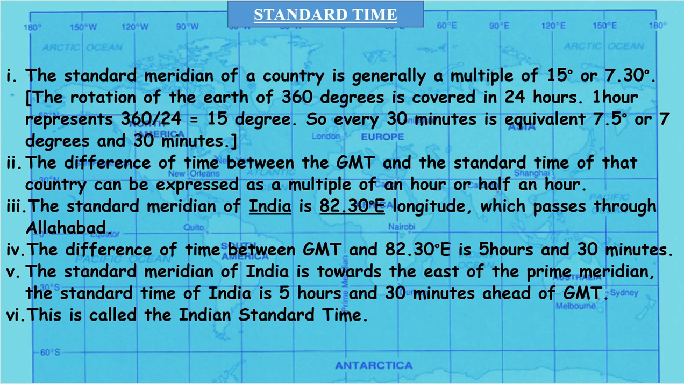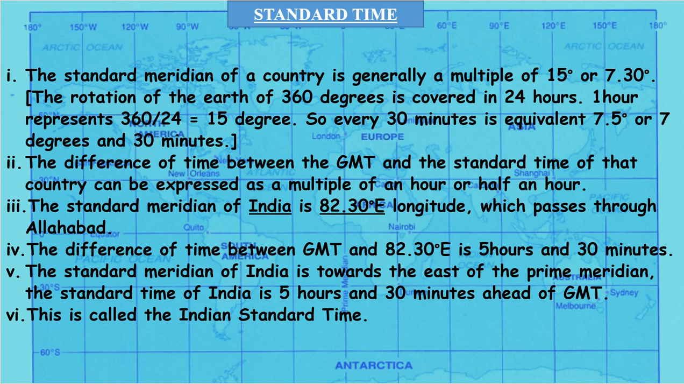The difference of time between the GMT and the standard time of that country can be expressed as a multiple of an hour or half an hour. This was the convention dealt with through the agreement. The standard meridian of India is 82.5 degree east longitude, which passes through Allahabad.